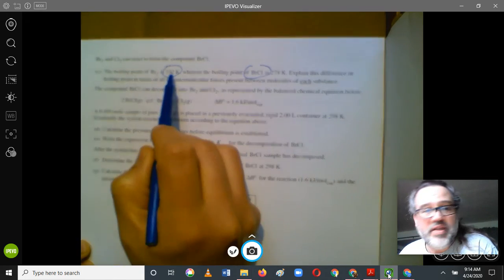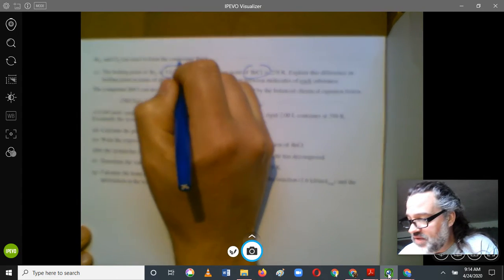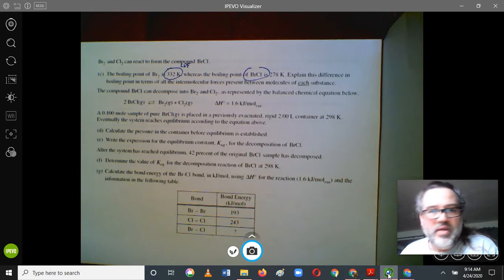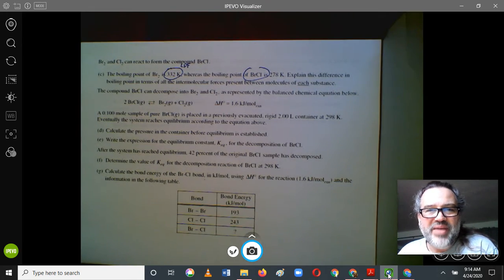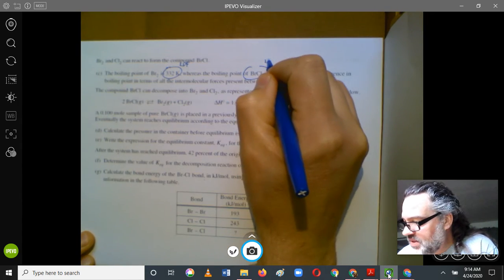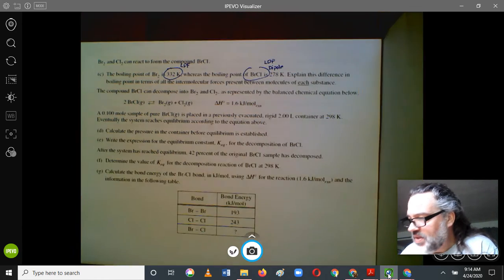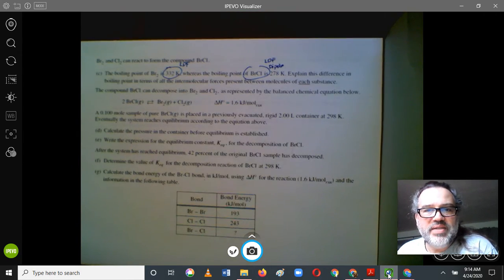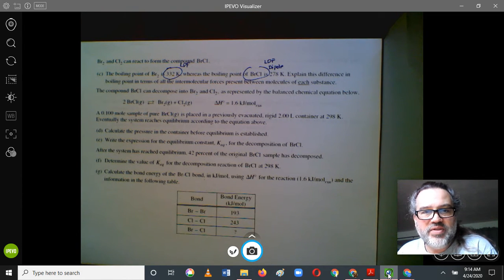So you have to identify the intermolecular forces in bromine. Bromine is going to be bonded to itself. It would have only LDF as its forces. Bromine chloride, though, probably has a polar covalent bond in it, and so it would have LDF and probably a dipole. But when you think about what it says there, it says explain the difference in boiling points in terms of intermolecular forces present in each substance.